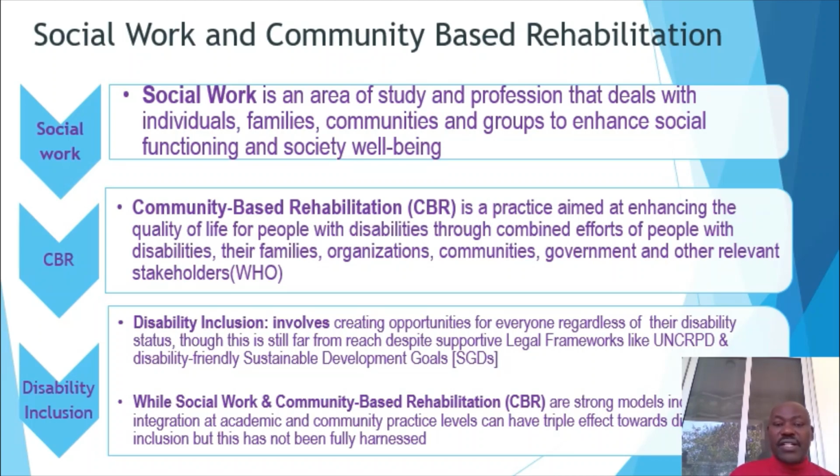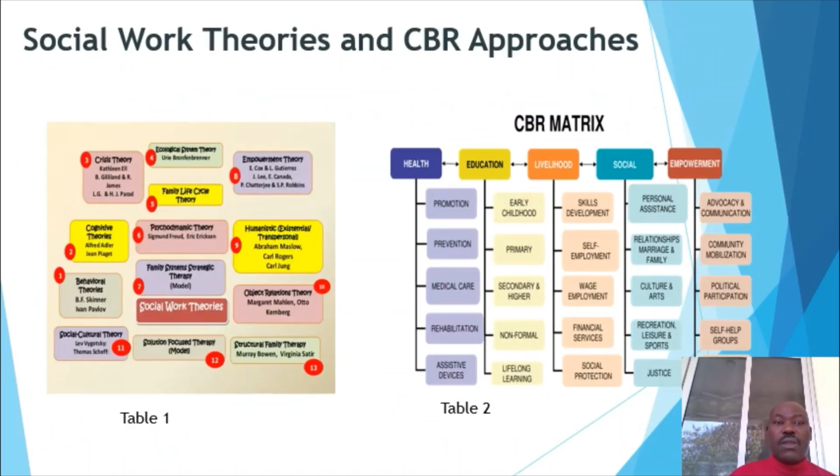While social work and community-based rehabilitation are very strong models individually, the integration at academic level and community practice levels can have a triple effect towards disability inclusion, but we realize that this has not been fully harnessed. We are far from reaching the expectations. These are social work theories on slide 1 and the CBR approaches on slide 2.